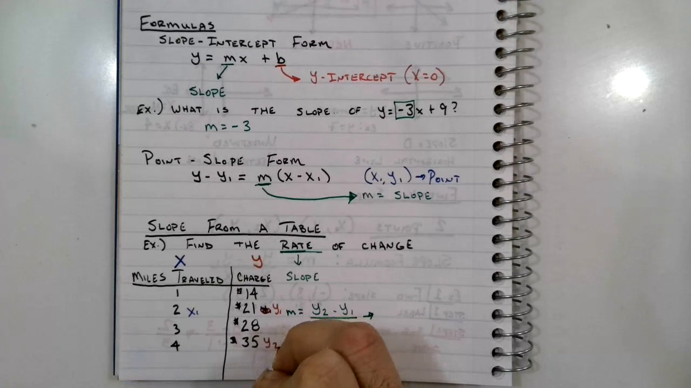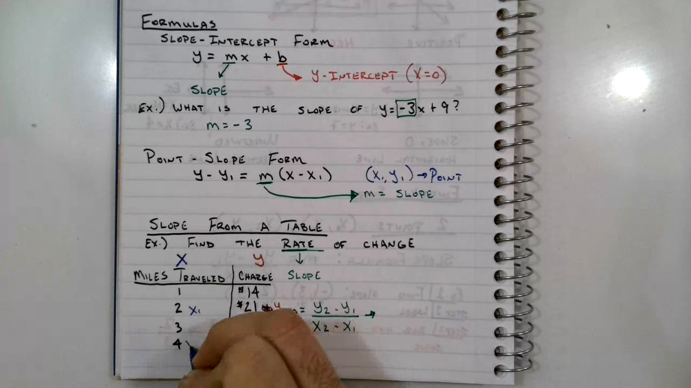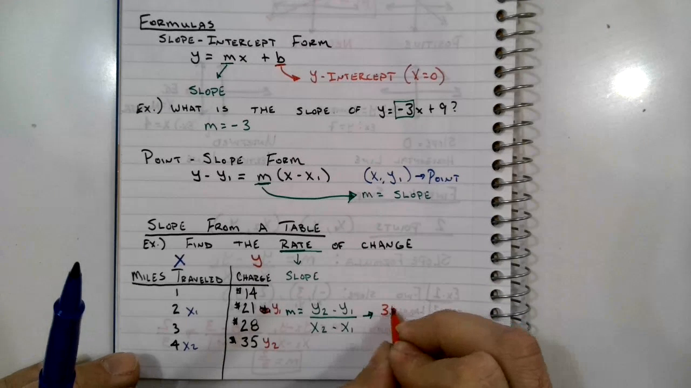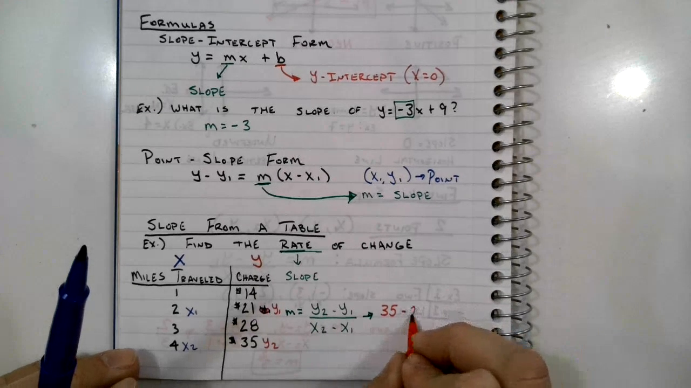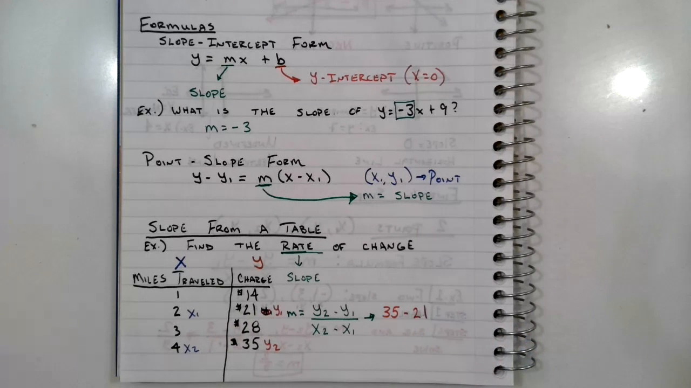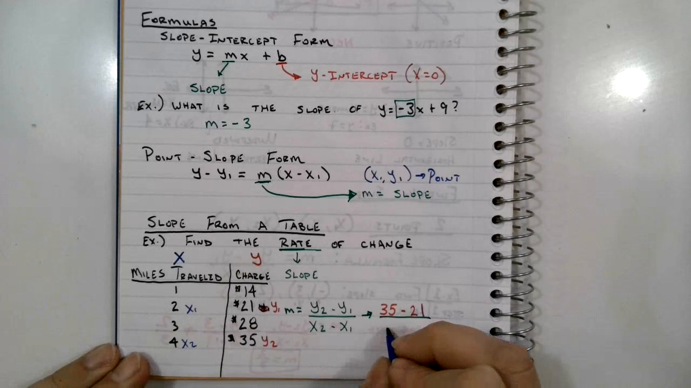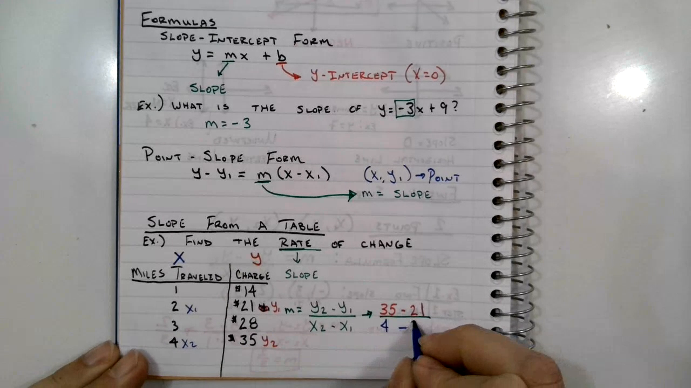This is my y2. This is my x2. These are 2 points that I chose. Now all I do is I substitute. So y2 is 35 minus y1, which is 21, over x2, which is 4, minus x1, which is 2.